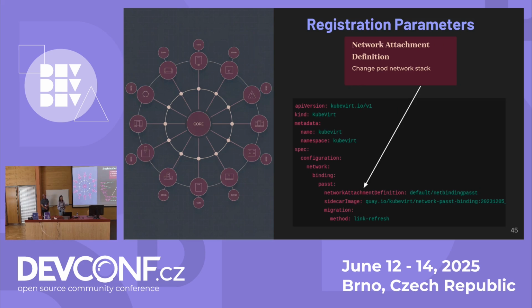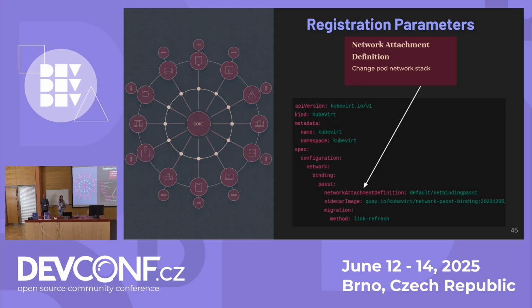So let's see what the registration parameters are. Again, the registration parameters are exactly our integration points, and they are the building blocks of the plugin. Not every plugin needs to use each of the building blocks. Some of the plugins need to configure the pod networking, some don't. Some of the plugins need to change the domain XML, some don't. So here, the first building block is the CNI.